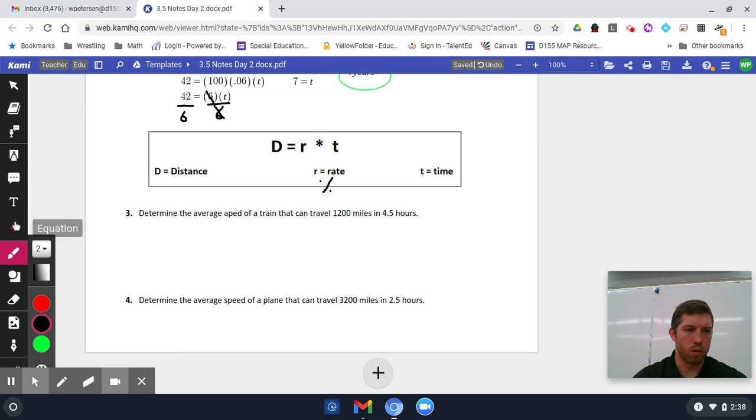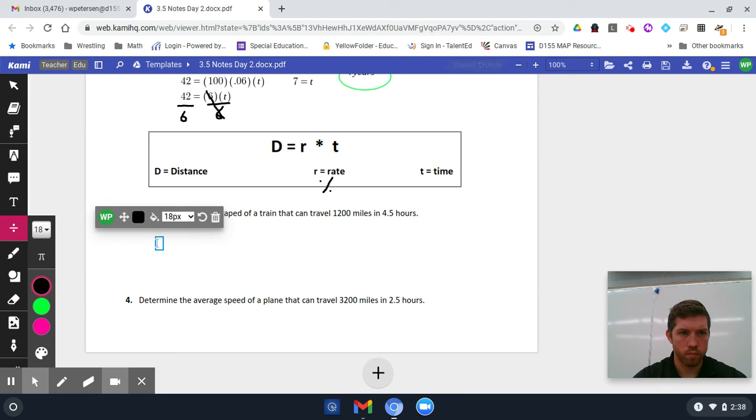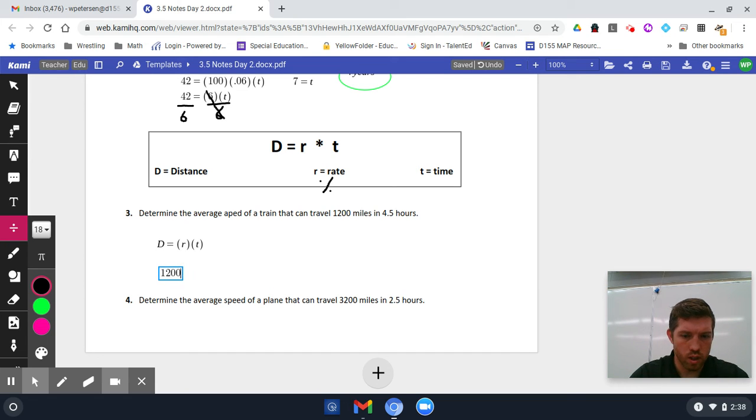So this time we're going to put in our formula. We have d equals rate times time. Okay, and then we're going to plug in the pieces of information that we know. So we have the distance, right? The train that can travel 1,200. So we have the distance, and that equals, we don't have the rate, but we do have the 4.5 hours. All right. So we do have some of the information, but again, we don't have all of it.